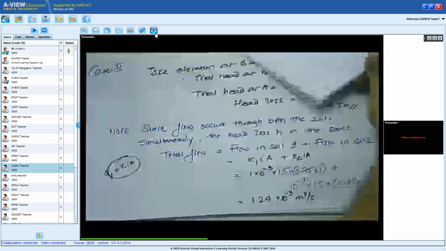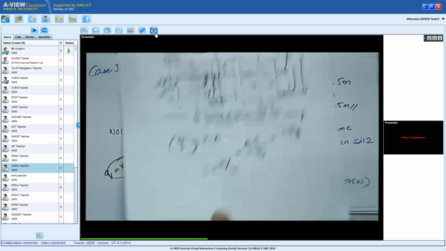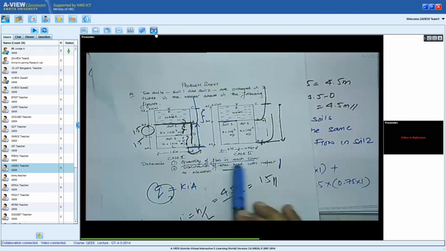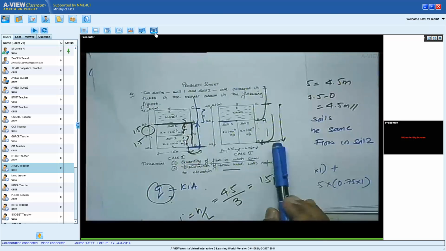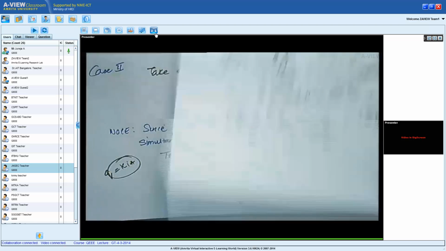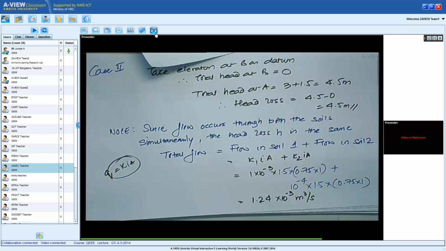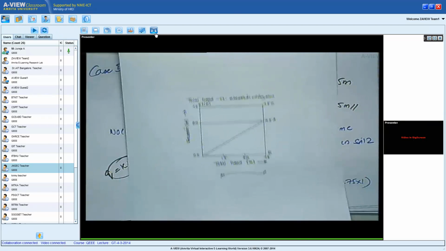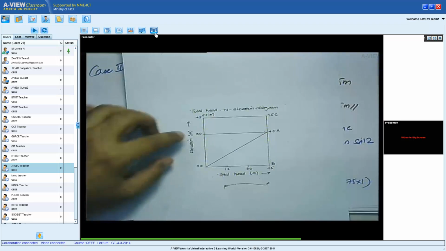Let me just zap this question again. The question was quantity of flow in each case. So we have just done for case 2. The second one was distribution of total head with respect to elevation. Let me bring back my total head picture. This case is the simplest of all. It's much simpler than the previous one.